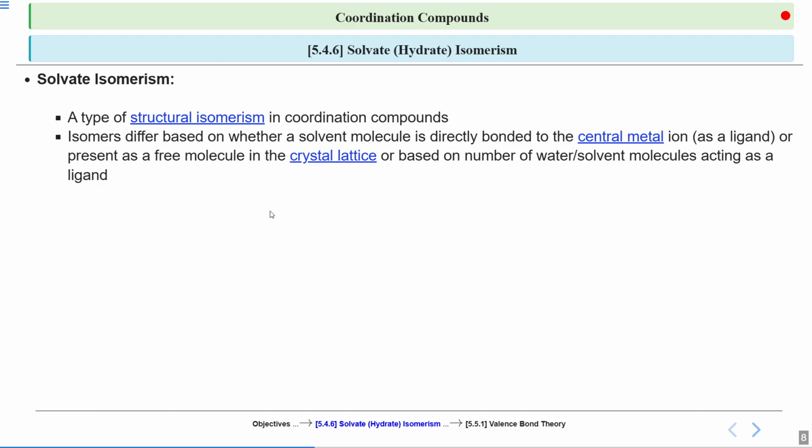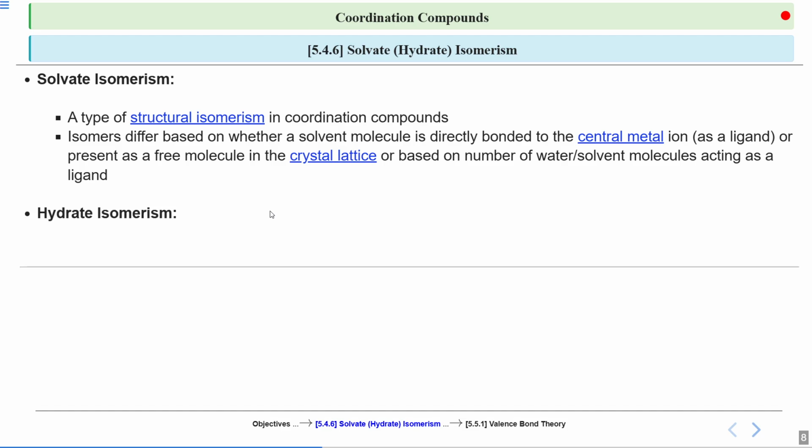A ligand has the property of directly bonding with the central metal ion with a coordinate covalent bond. That's why we are saying that if our solvent molecule is present as a ligand, it is directly bonding to the central metal ion, or else it is present as a free molecule in the crystal lattice. Then you can differentiate between the two isomers. It is also based on the number of water or solvent molecules which act as a ligand present in the complex.